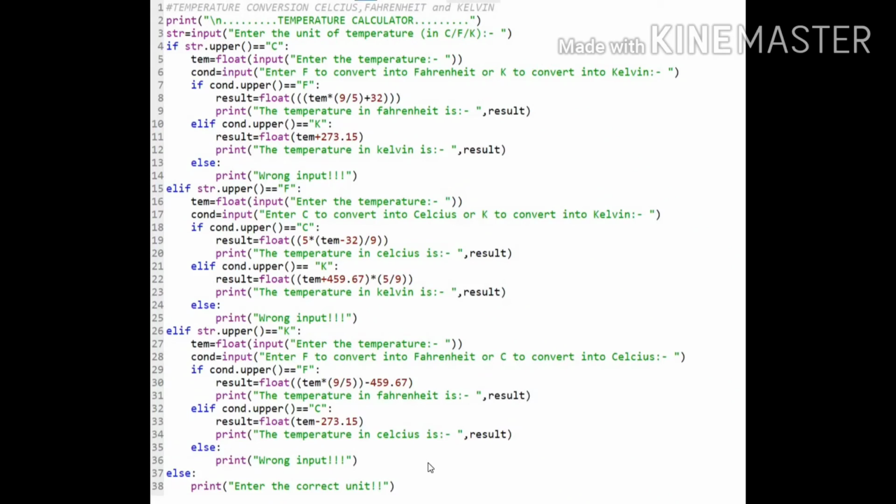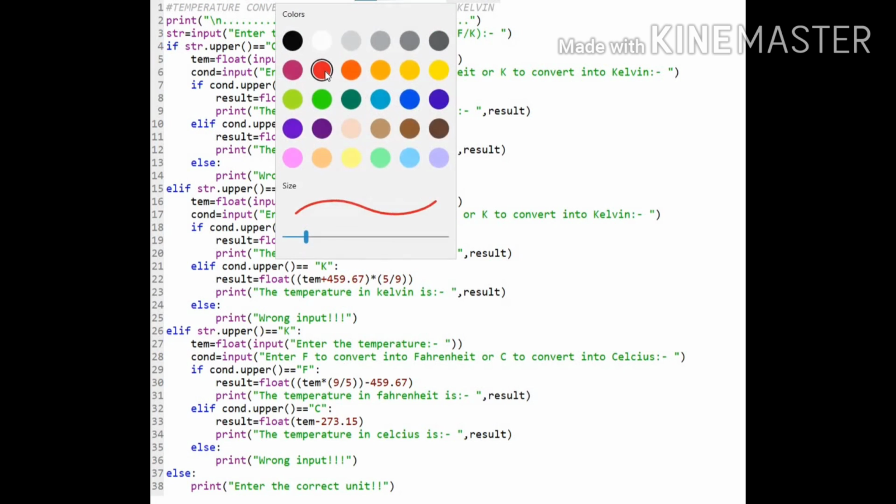I am going to share a simple temperature calculator done in Python. I have used the Spyder platform to do it. So here you can see.